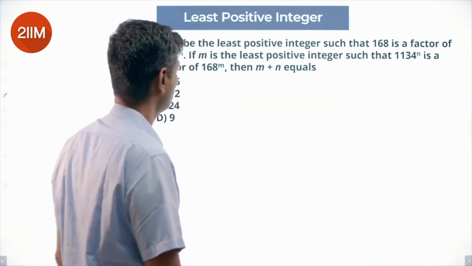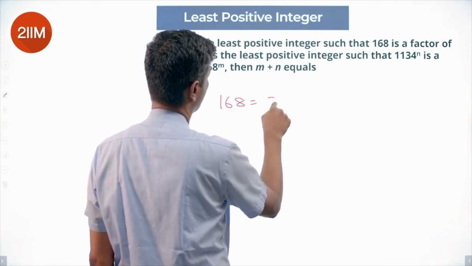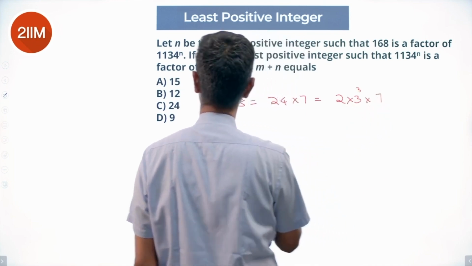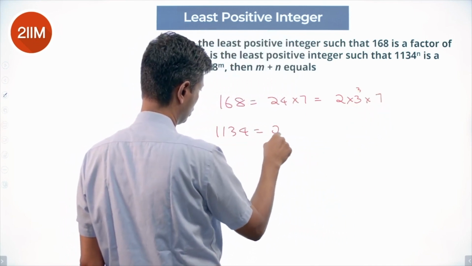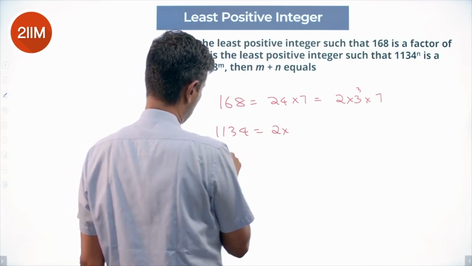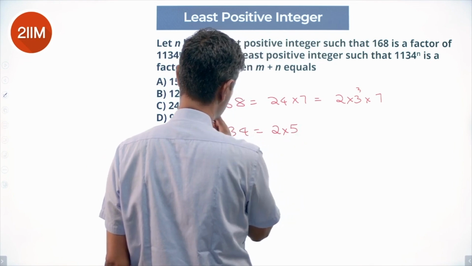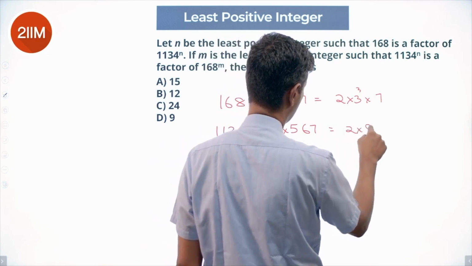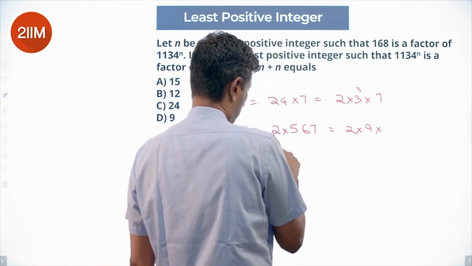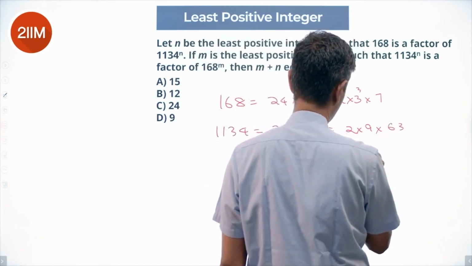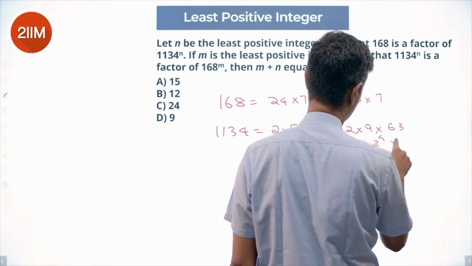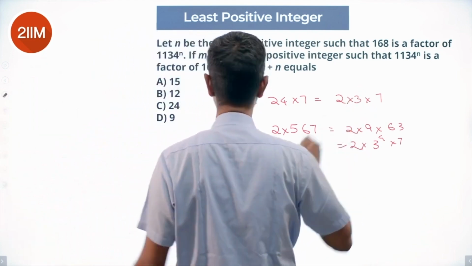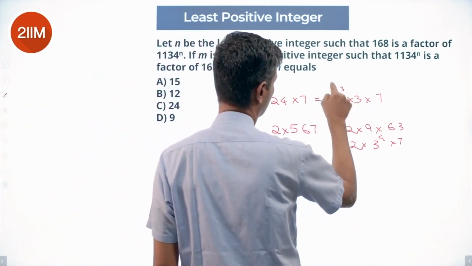It is not. Prime factorize 168. I know it's 24 into 7, the number of hours in a week, which is 2 into 3 cube into 7. 1134 is 2 into 567, which is a multiple of 9. 2 into 9 into 63, which is 2 into 9 into 9 into 7, so 2 into 3 power 4 into 7. I've written this 2 into 3 cube into 7, which is incorrect. I'm sure you guys have spotted it already. It's 2 cube into 3 into 7.